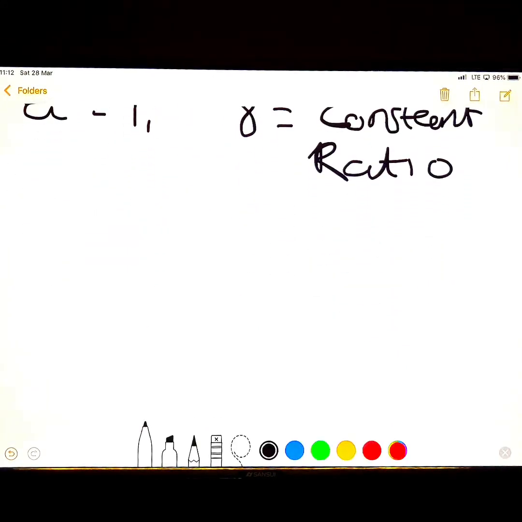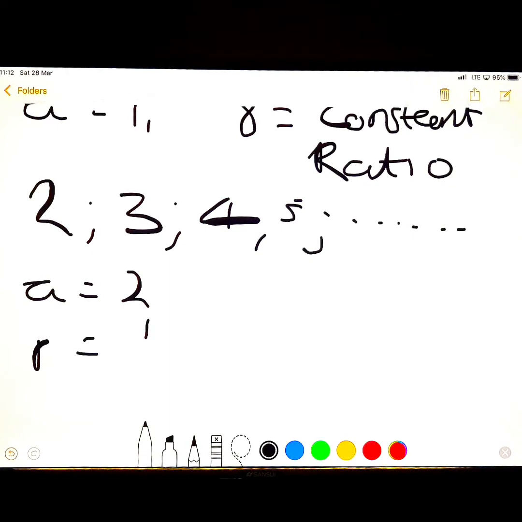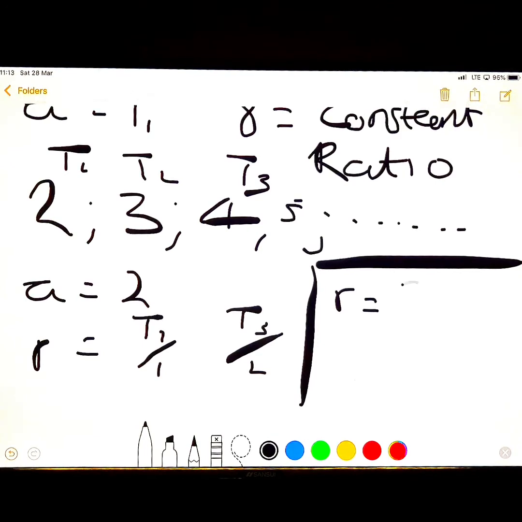So now let me just make an example using the numbers that I have done for you. So we have 2, 3, 4, 5, and so on. Here, the first term is 2, and then the R. How do we make sure that we get the constant ratio? What you do is you take T2 over T1, and also T3 over T2. Since we have the values, our R is going to be 3/2.